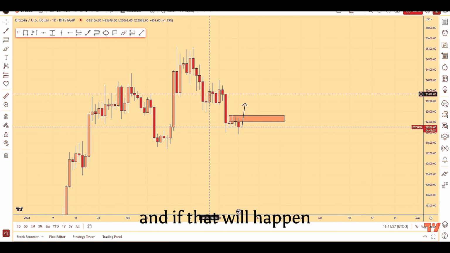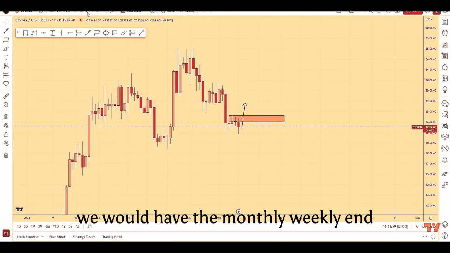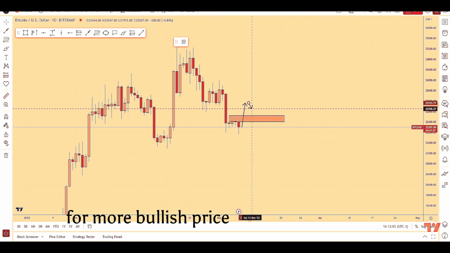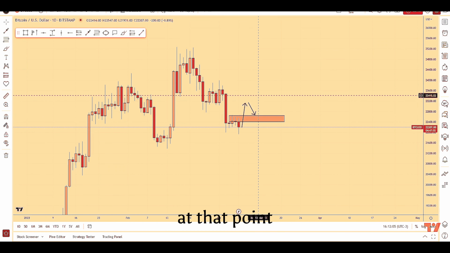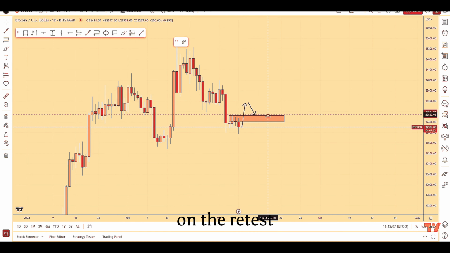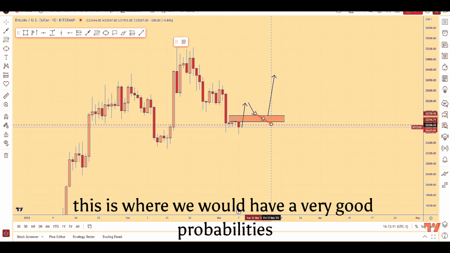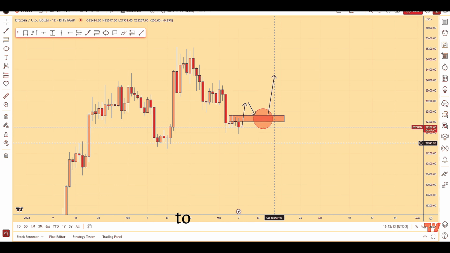And if that will happen, at that point we would have the monthly, weekly, and also the daily time frame all aligned for more bullish price action to be created. So at that point, after the break, on the retest of previous resistance turned support, this is where we would have very good probabilities to have a potential rejection to the upside.